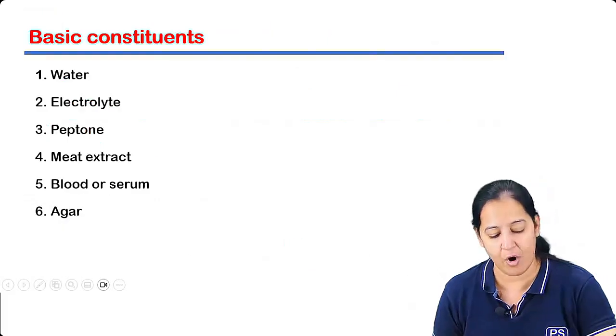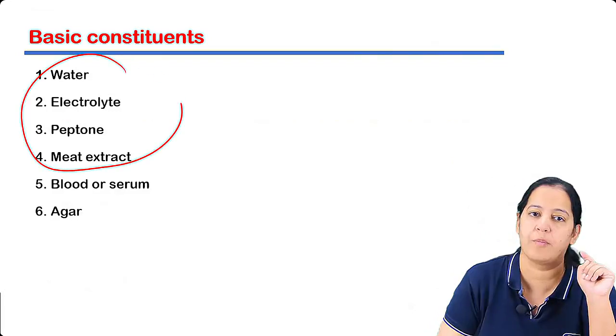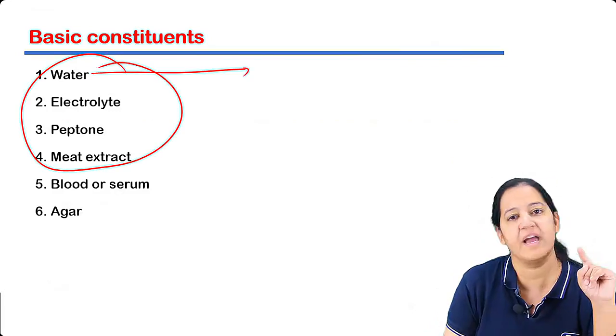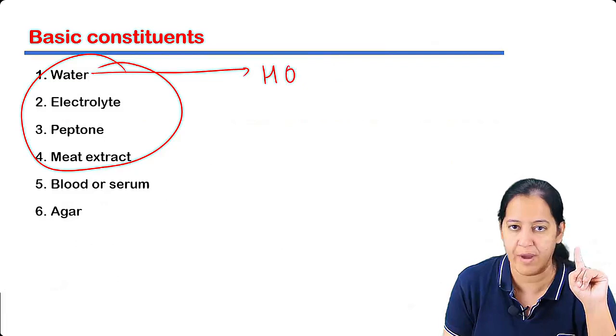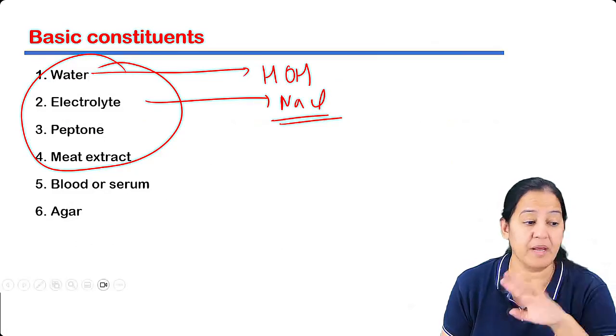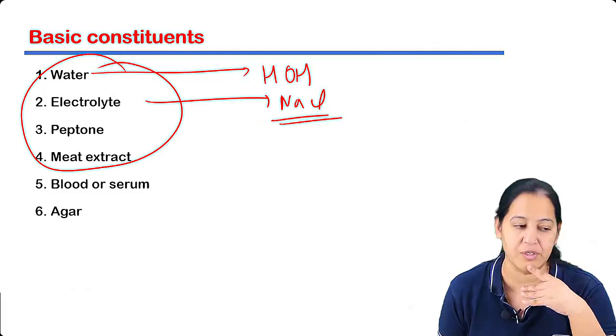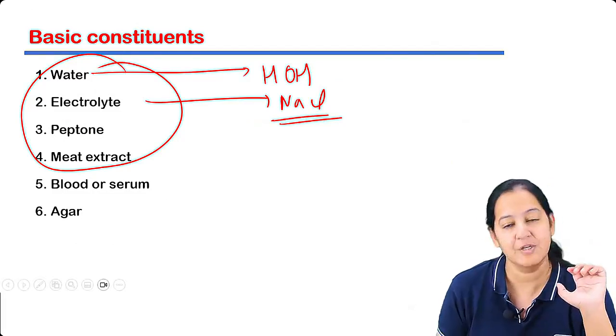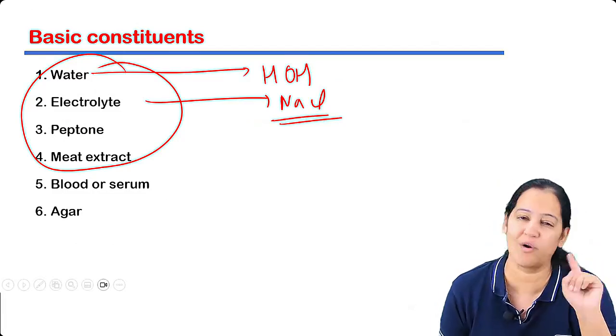Now all the culture media contain 4 things in common. All culture media have water, number 1, that is H2O. All culture media have NaCl. खाने में नमक सब कोई खाता है ना? कोई जो बिना नमक के खाना खाता है? No. बैक्टीरिया को भी सॉल्ट चाहिए, उसको भी अच्छा लगता है टेस्ट. So we always provide NaCl.